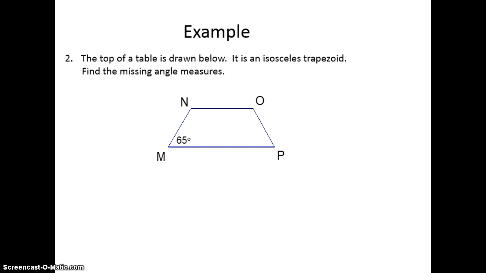So if I want to find the missing angles of an isosceles trapezoid, put this on pause and try to do this on your own. We know right away that these are congruent. So I can have this be 65 and this be 65. I have an isosceles trapezoid. And if I have these parallel lines, I know these are supplementary. So I can do 180 minus 65, which would be 115, to find these angles up here.